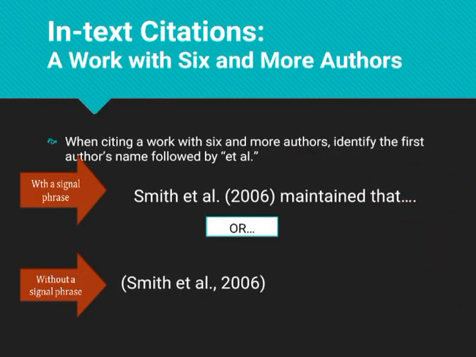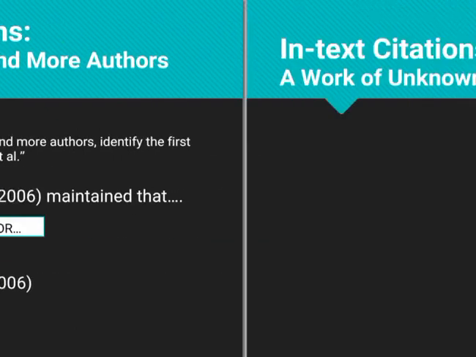Then in-text citations, a work with 6 or more authors. Again, the thing is the same: when citing a work with 6 or more authors, identify the first author's name followed by et al. With a single phrase: Smith et al. in 2006 maintained that. And without a single phrase: Smith et al., comma, and the year of publication, 2006. This research was conducted, and these are the results of that research.